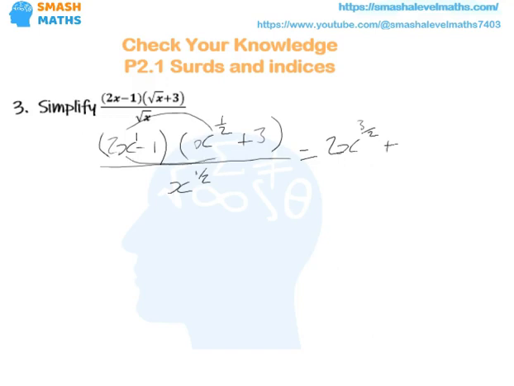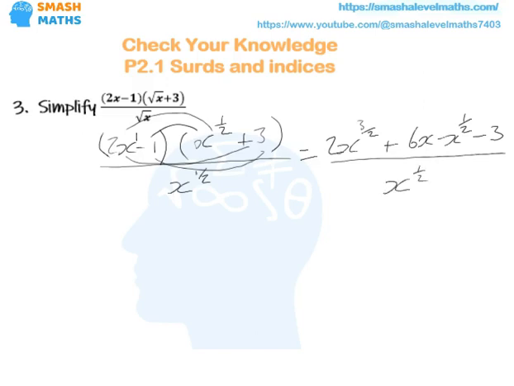Plus, let's do the 2x times by the 3, so that's going to be 6x. Now we've got minus x to the half. And then finally minus 3, and that whole thing there is being divided by x to the power of a half.